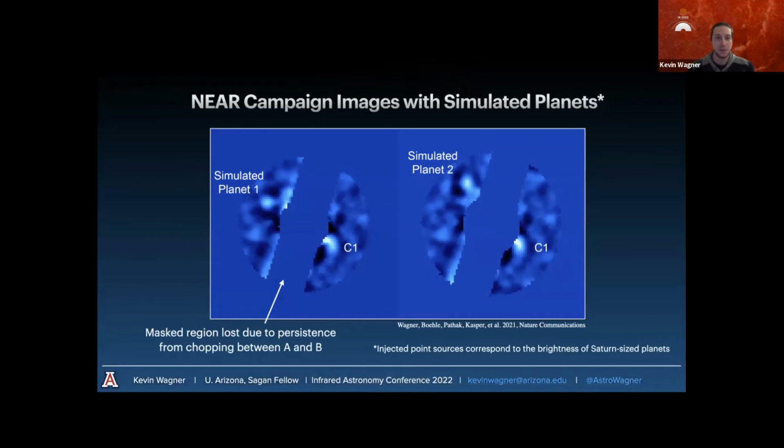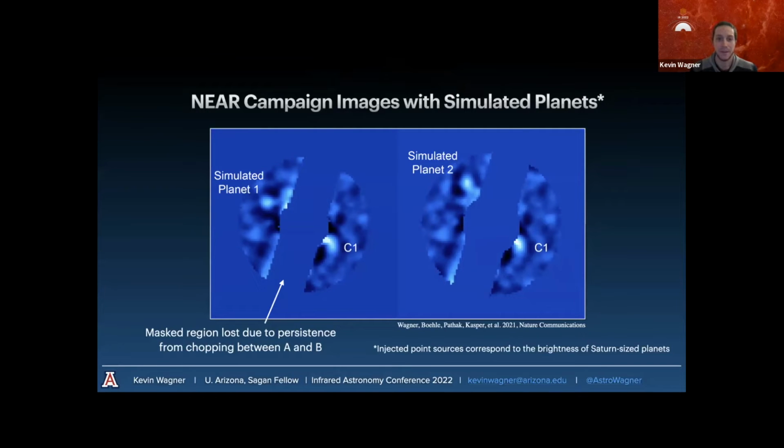This slide shows the final combined image from the NEAR campaign on Alpha Centauri with two different simulated Saturn-sized planets, in order to give you an idea of what a true source would look like in the data. And these simulated planets also give us a means to assess the sensitivity. And there is one possible candidate in the image labeled as C1, but ultimately this source requires further verification.